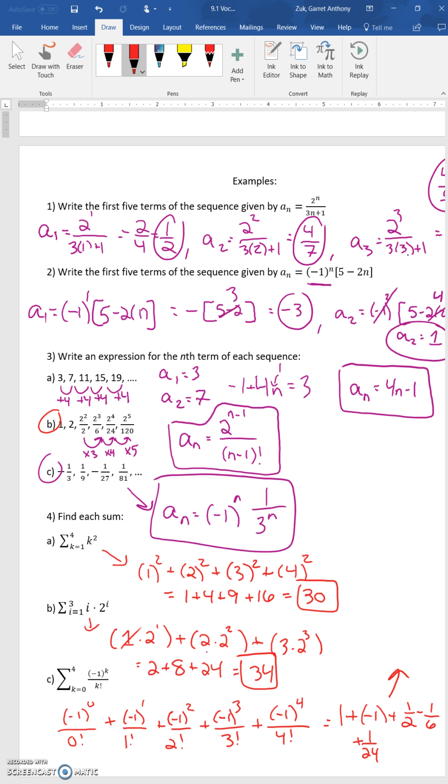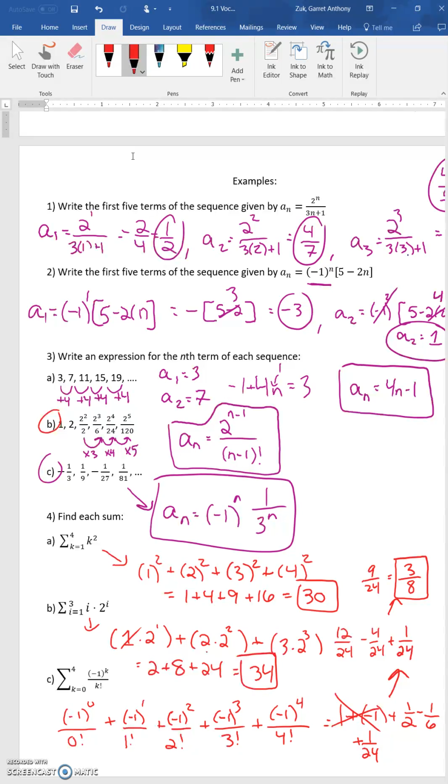We'll move our way up here. 1 minus 1 is 0, so we can go ahead and cross that out. So we're left with 1/2 minus 1/6 plus 1/24. If we put that with a common denominator, that's 12 over 24 minus 4 over 24 plus 1 over 24. That looks like 9 over 24, and if we divide everything by 3, that would be 3 over 8.